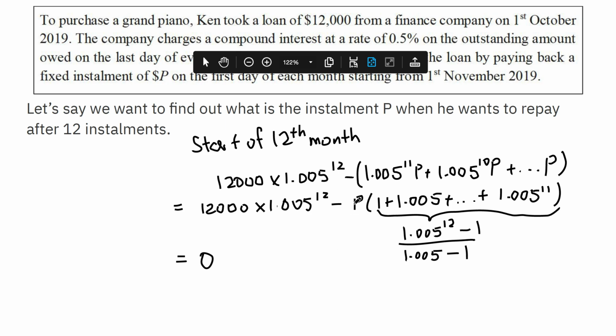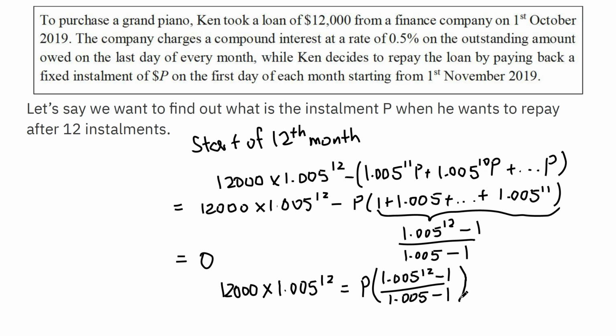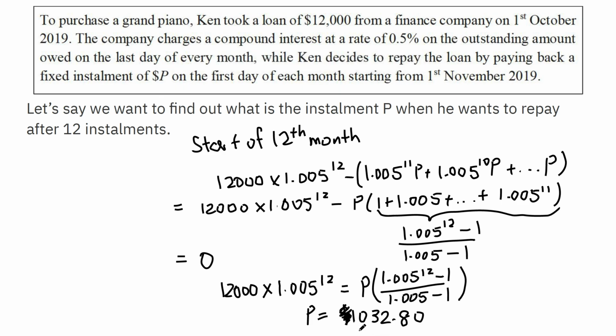So now do you see we are able to find P? All we have to do is shift this over to the other side. So we get 12,000 times 1.005 to the power of 12 equals P multiplied by the sum of the GP over here. Right, and if we use our calculator, we can get the answer to be P equals around 1032.80. So actually, we don't really need the dollar sign because P is already in dollars. Alright, so we get an answer of $1032.80. So this is our final answer.